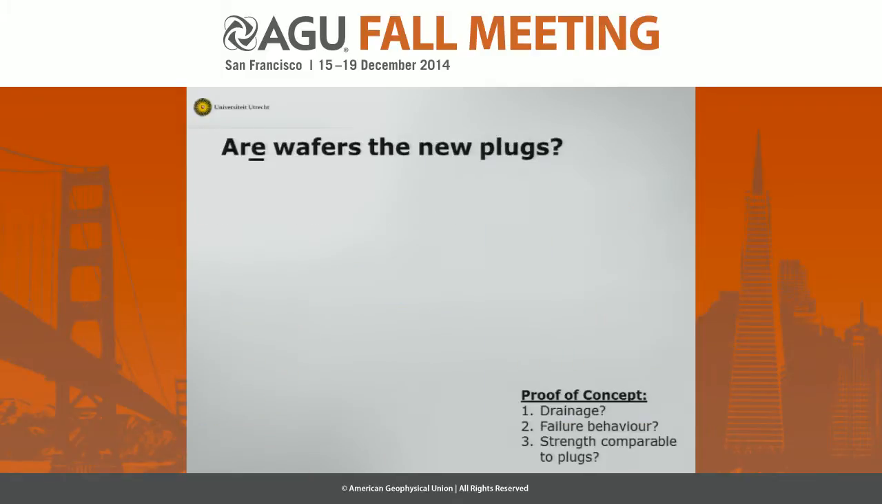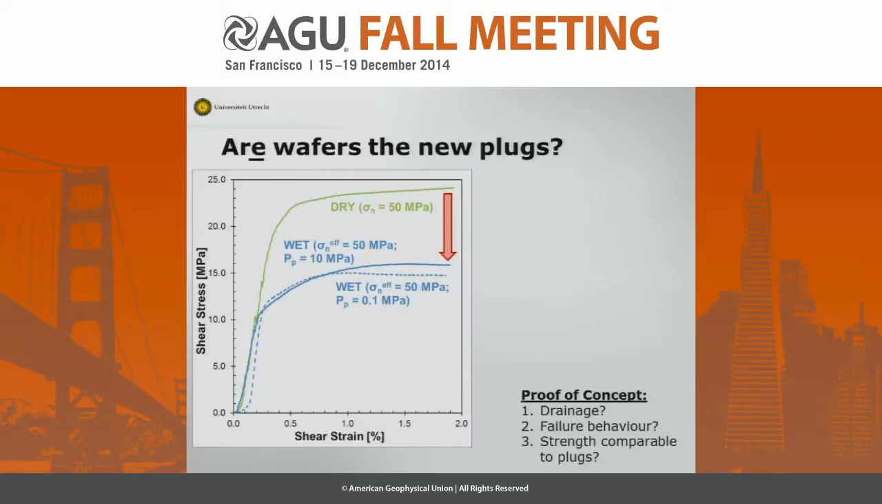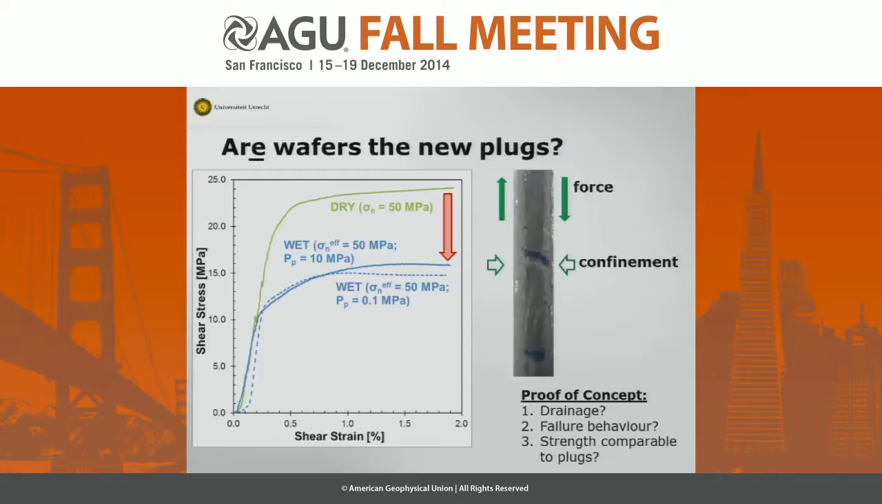So we've started doing some experiments to prove if this is actually going to happen. First of all, is the drainage actually improved? One of our junior researchers, Ronald Pijnenburg, has done the experiments for this, and he's measured the strength of dry slices of Opalinus shale and wet slices of Opalinus shale. You can see, again, the same very strong weakening due to the addition of water. And from these experiments in the presence of water, you can see that using different pore fluid pressures, he actually got pretty much the same result. So that showed us that drainage is definitely improved using these very thin wafers of rock.